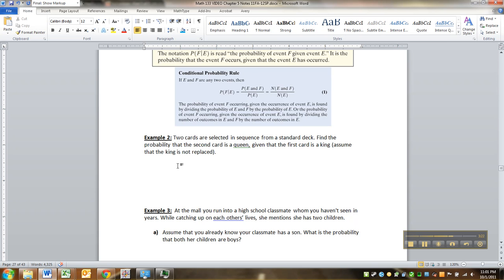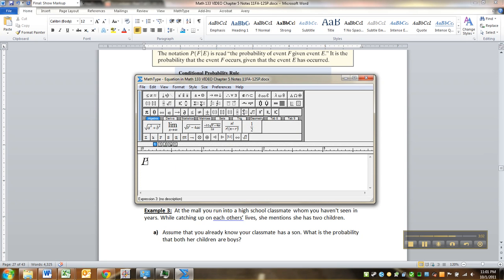All right, let's see here. Two cards are selected in sequence from a standard deck. Find the probability that the second card is a queen, given that the first card is a king. Assume that the king has not been replaced. Okay, so we want to know the probability of second card queen, given that first card is a king.